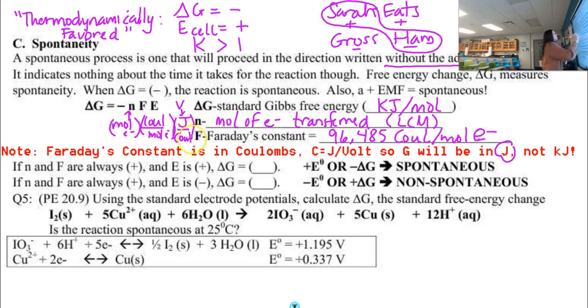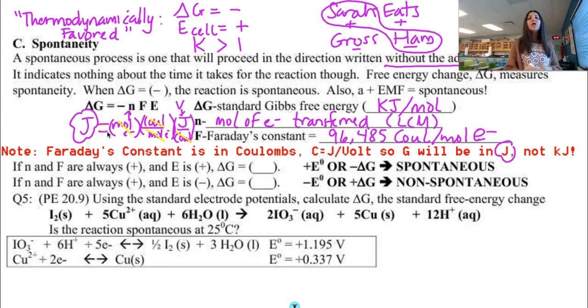So that's what a volt is. And if we cancel things out, then our mole of electrons cancels, our coulombs cancel, and what we end up being left with is actually joules. So always be careful with your units. If you are using Faraday's constant, then make sure that you remember that that would actually be in joules.